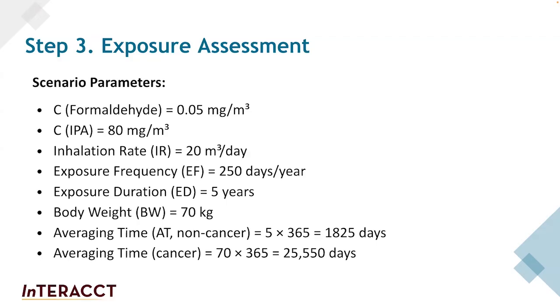Workers are assumed to be exposed 250 days per year, and they work for a period of 5 years. We also use an average body weight of 70 kilograms for the worker. For non-cancer risk calculations, we use an averaging time equal to the exposure duration, so 5 years times 365 days, which gives 1,825 days. For cancer risk, the averaging time is based on a 70-year lifetime, or 25,550 days, since cancer effects are typically evaluated over a full lifetime.